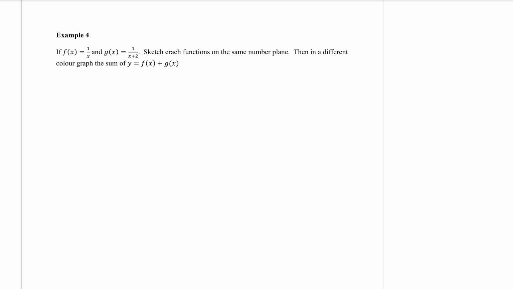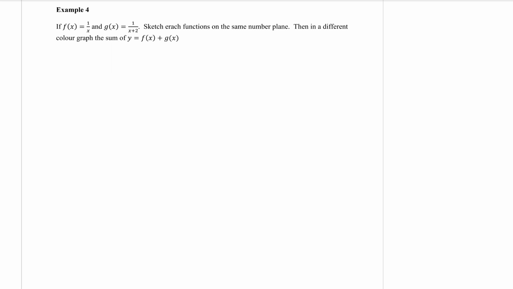Well, one more question here to do. We're going to find, if f of x equals 1 over x and g of x equals 1 over x plus 2, sketch each function on the same number plane. And then in a different color, we want to sum them, f of x plus g of x. Okay, so the first equation that we're given, f of x equals 1 over x. Because it's a fraction and we have an x on the bottom, we know that the denominator cannot be equal to 0, which means at x equals 0, that would make my denominator 0, there is going to be an asymptote.